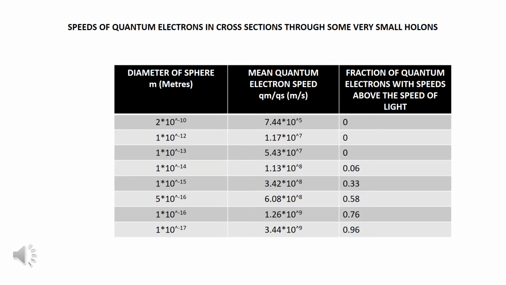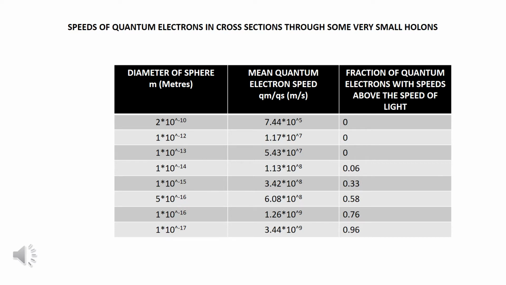The left-hand column shows the size of the HOLONs investigated. The largest at the top of the column is 2 × 10⁻¹⁰ meters in diameter. That is just 0.902 of a meter and the smallest at the bottom of the column is 1 times 10 to the minus 17 meters, which is a staggeringly small 0.1601 of a meter in length.